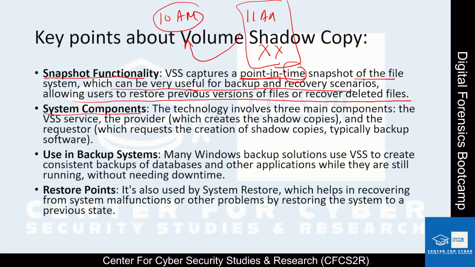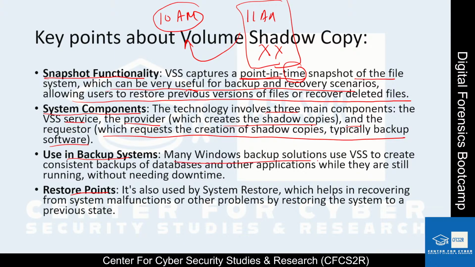Then system components. This technology involves three main components: the VSS service, the provider which creates the shadow copies, and the requester which requests the creation of shadow copies. Typically backup software services use these. VSS is now used in backup systems and restore points. These are the two major uses, but I will read it for you.